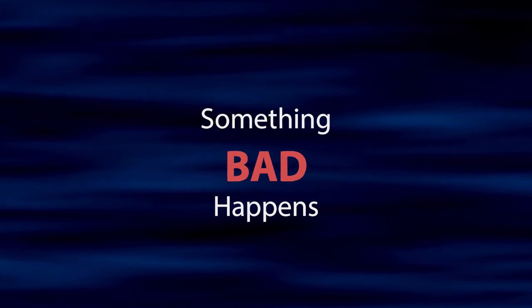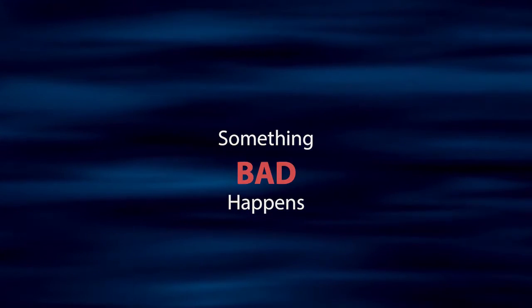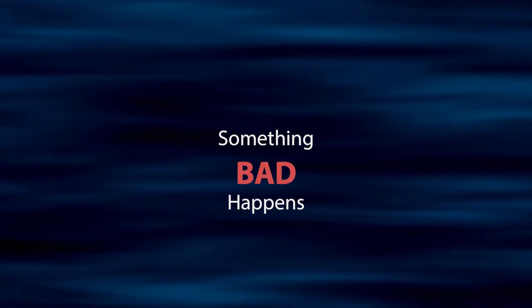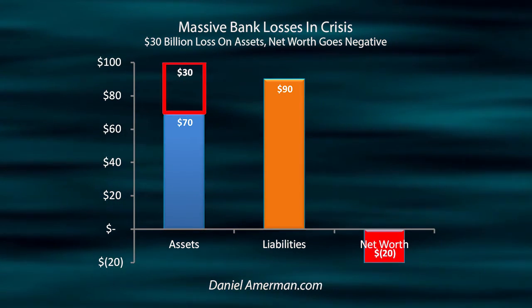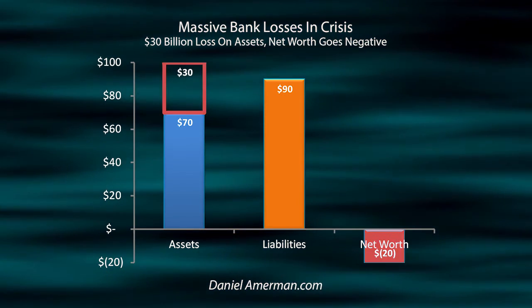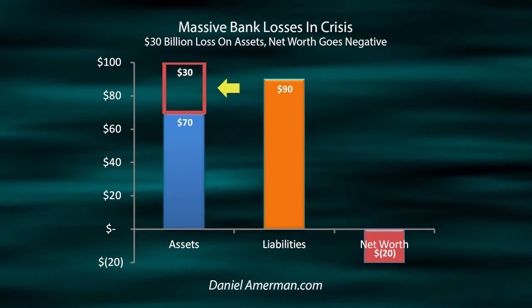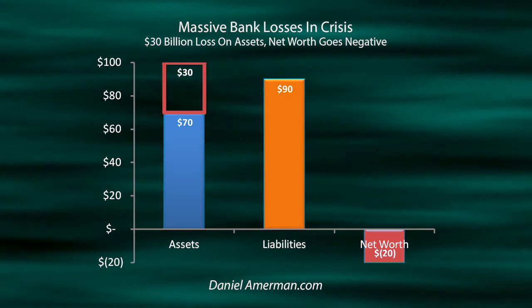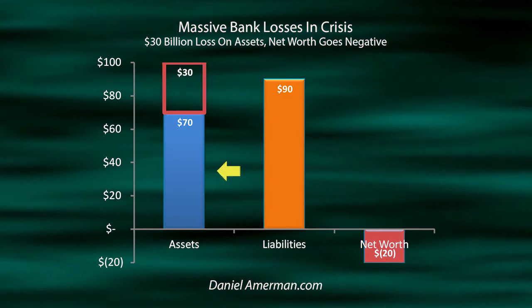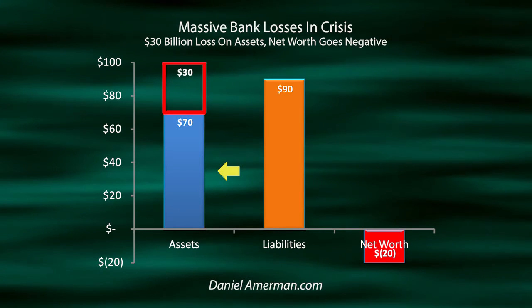Then something bad happens. Something really bad happens. It could be just to this individual bank. It could be to the national banking system. It could be to the global financial system. And for our round number example, we are going to assume that the bank takes a $30 billion loss. So instead of having $100 billion in assets, the bank now has $70 billion in assets.